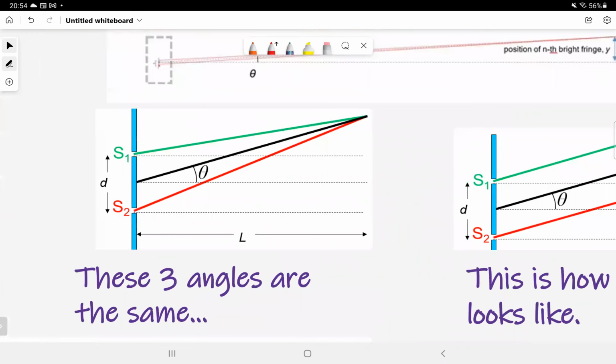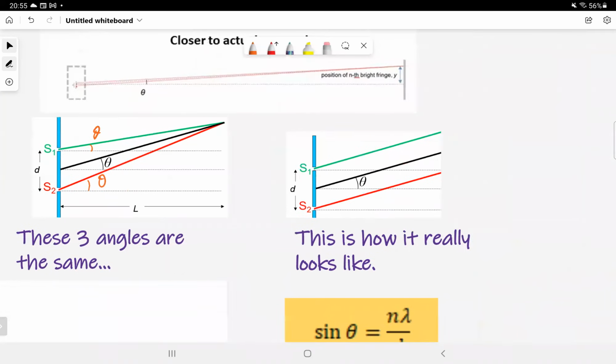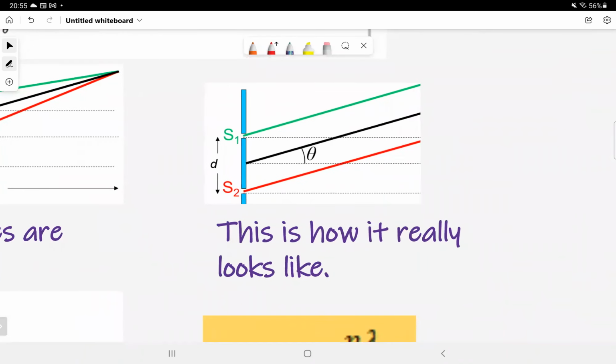Let's look at this diagram here. We have three angles here for you to compare. In your mind, as you see this diagram, you'll tell me these three angles are not the same. Why do you think they are not the same? Because they don't look the same on this diagram. They look like different angles. And this is your typical double slit setup. I'm telling you that they are really the same, because a real setup looks like this.